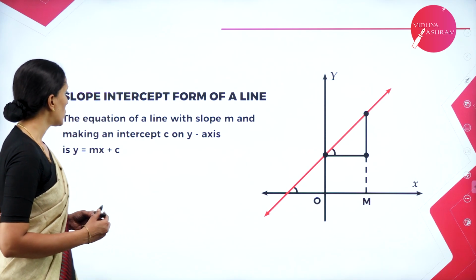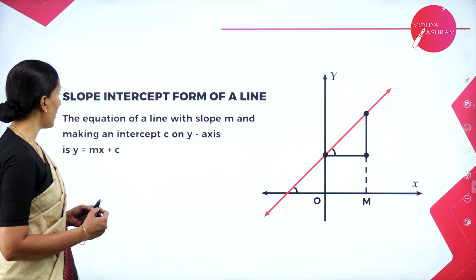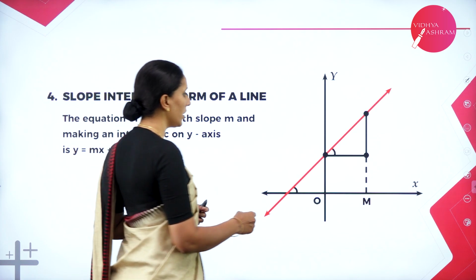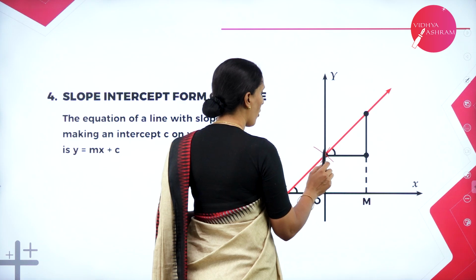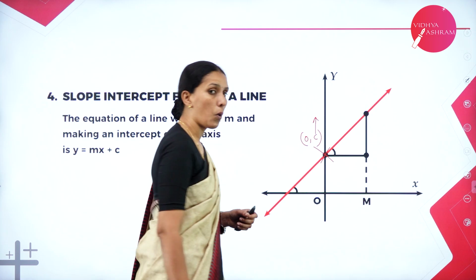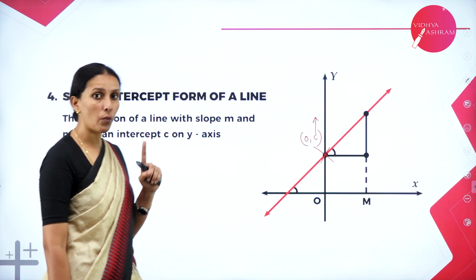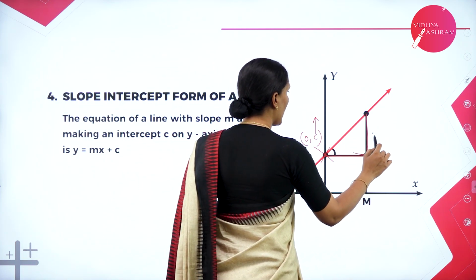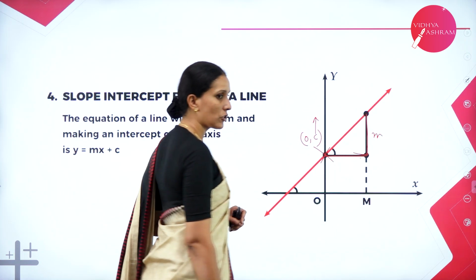The next one is slope intercept form. The equation of a line with slope m and making an intercept on the y-axis is y is equal to mx plus c. Here you can observe a straight line which is intersecting the y-axis at a certain point, and this point of intersection is written in the form (0, c). This c is called the y-intercept because it is intersecting the y-axis. And the slope of the line is calculated using m, which is the difference of 2 points, (y2 minus y1) with respect to (x2 minus x1).